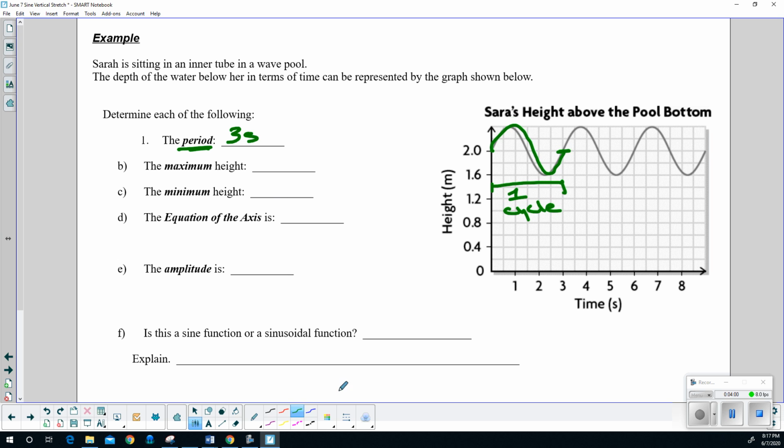The maximum height in the pool, we're at a maximum height of plus 0.4, so 2.4. And I have a minimum height down here of 1.6. The equation of the axis, remember the axis is in the middle. So the axis, remember we have to take our maximum plus our minimum and divide it by 2. So that gives me 2.4 plus 1.6, all divided by 2.